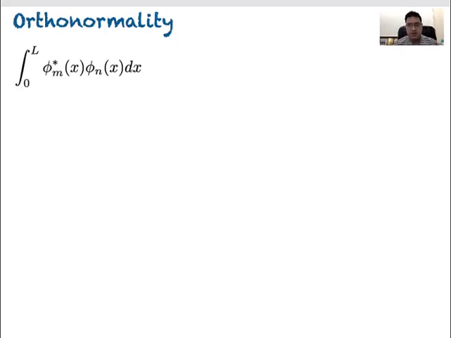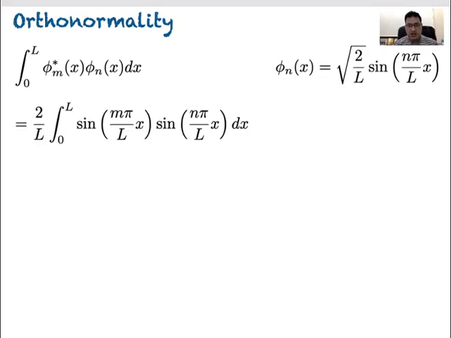Okay, so our integration limit is always 0 to L, the integral of phi m star phi n dx. This is our wave function: square root of 2 over L sine n pi over L times x. The square root of 2 over L, squared, gives 2 over L. Now the integration limit goes from 0 to L. The first term will be sine m pi over L times x, and this wave function is real in nature, so the star will make no effect on it, and phi n of x will be sine n pi over L times x, dx.